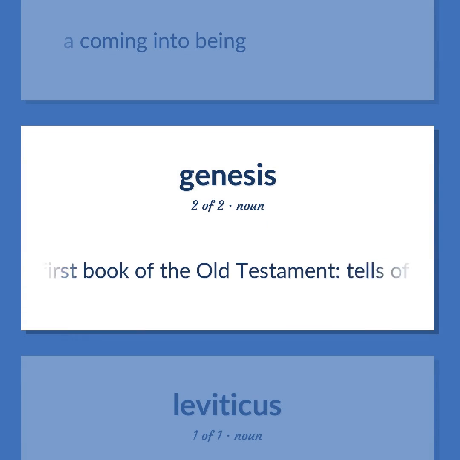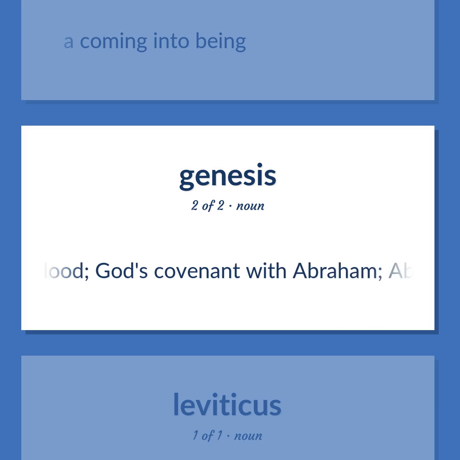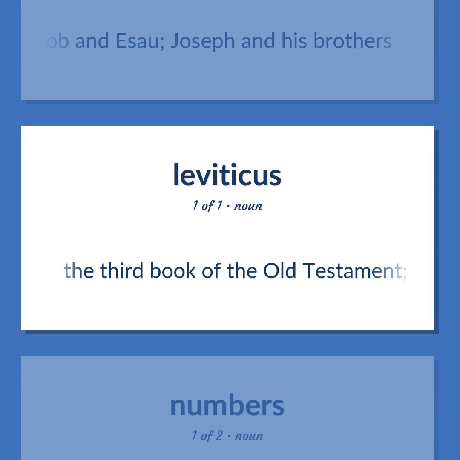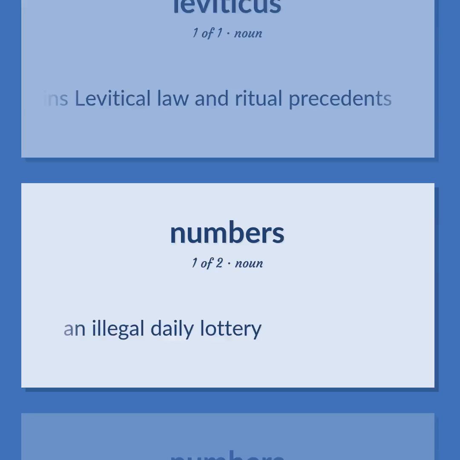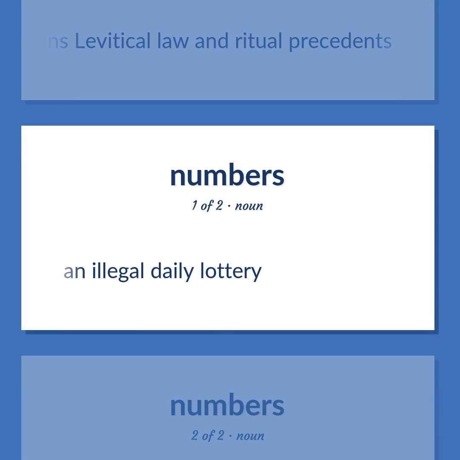The first book of the Old Testament tells of creation, Adam and Eve, the fall of man, Cain and Abel, Noah and the flood, God's covenant with Abraham, Abraham and Isaac, Jacob and Esau, Joseph and his brothers. The third book of the Old Testament contains Levitical law and ritual precedents. An illegal daily lottery.